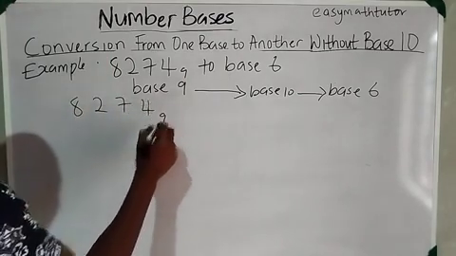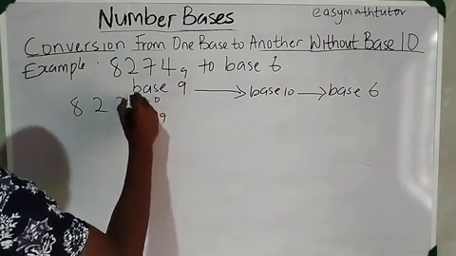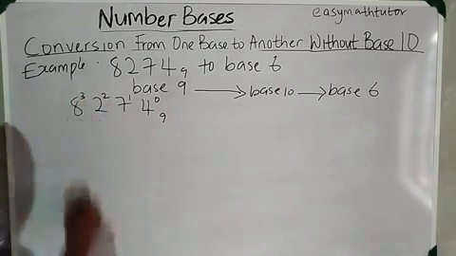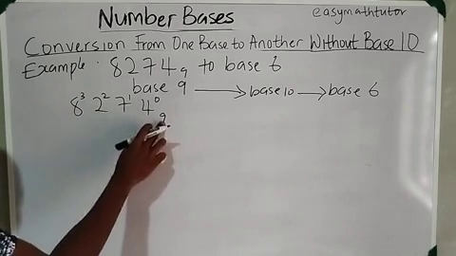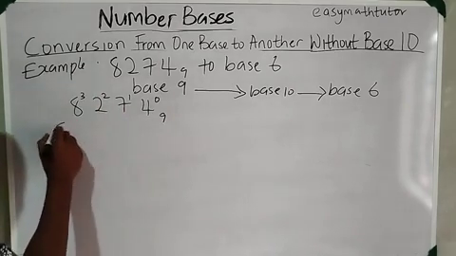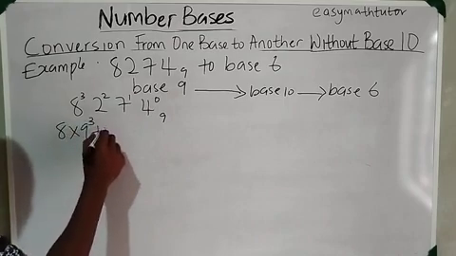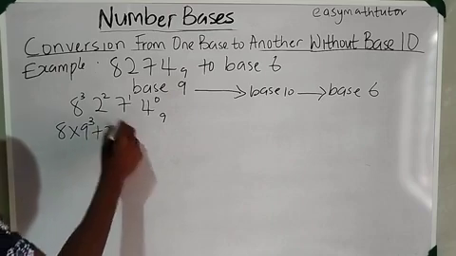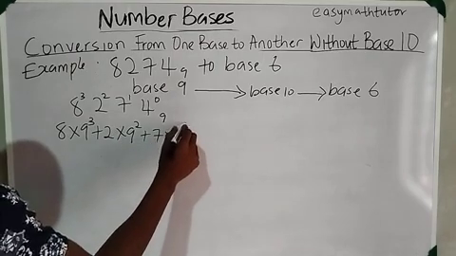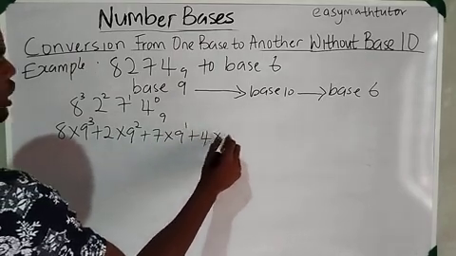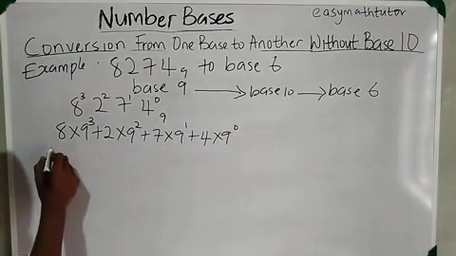So converting 8,274 in base 9 to base 10, the first step we want to take is to give it powers 0, 1, 2, 3. And then we are going to multiply each term by the base raised to the power. So 8 times the base 9 raised to the power 3 plus the next number 2 times the base raised to the power 2 plus 7 times 9 raised to the power 1 plus 4 times 9 raised to the power 0.